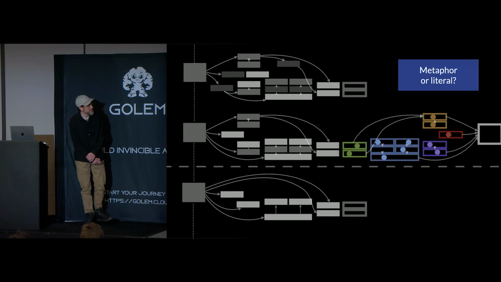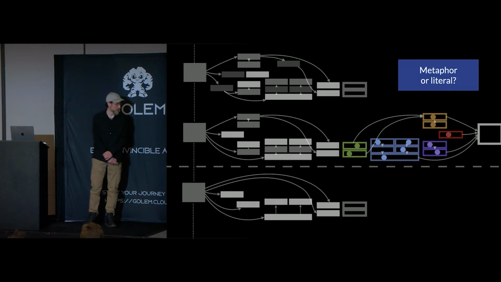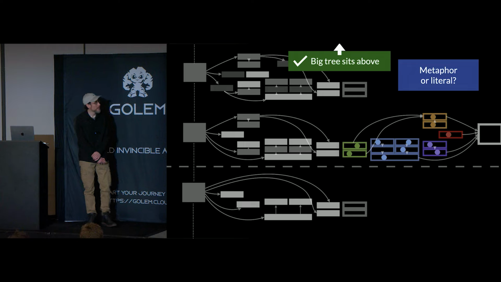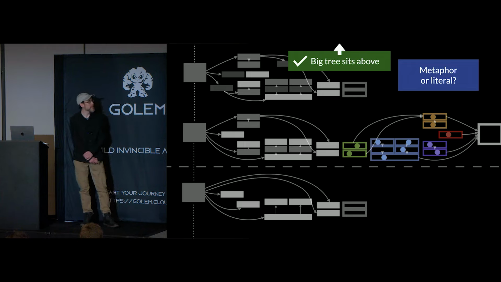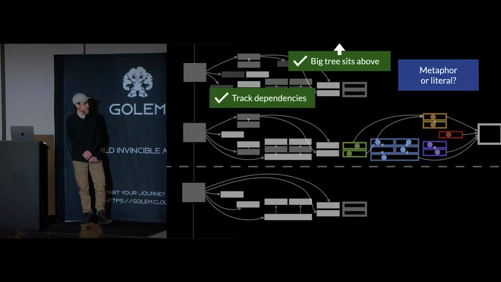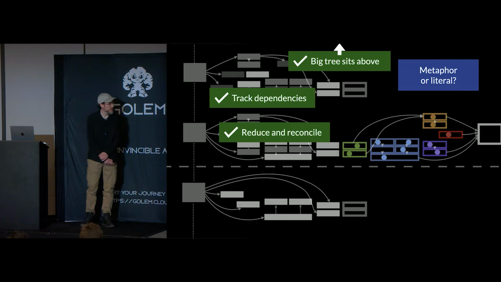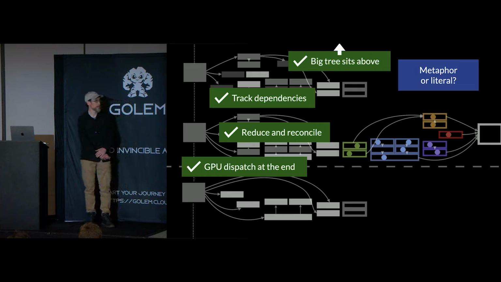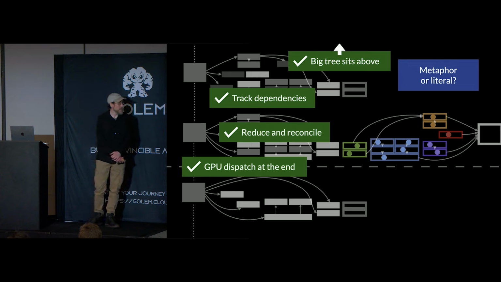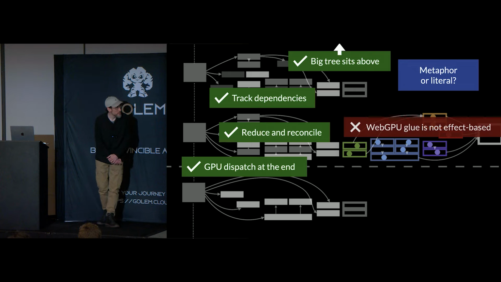So the big question is, how much of this is metaphor versus literal? Well, here's the deal. In Use.GPU, there is a big, giant reactive mode tree that sits above, exactly as implied here. I track all the dependencies. I do all the heavy lifting with reductions and reconciliations. And at the end, there's a GPU dispatch over a pretty hard boundary with something completely different on the other side, different hardware. So that's all true. The only part that isn't true is this.